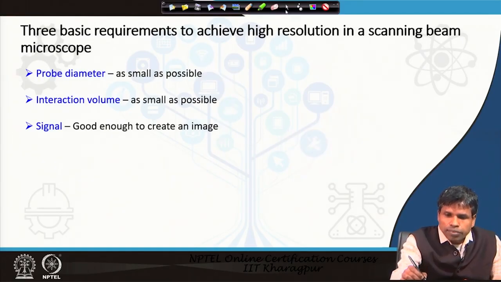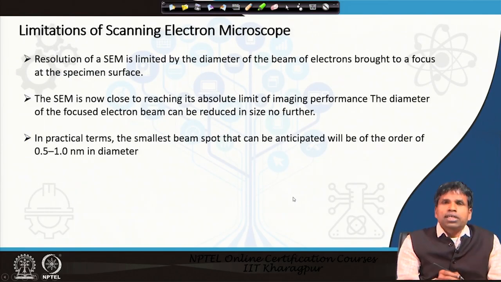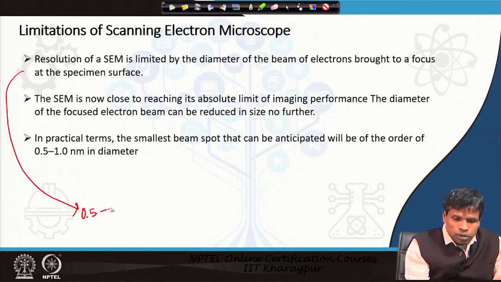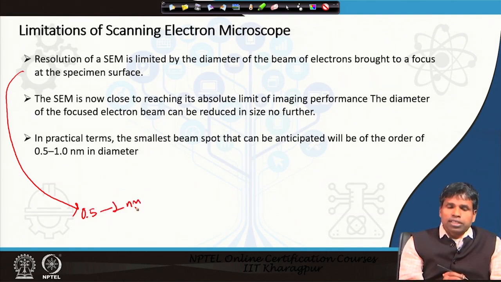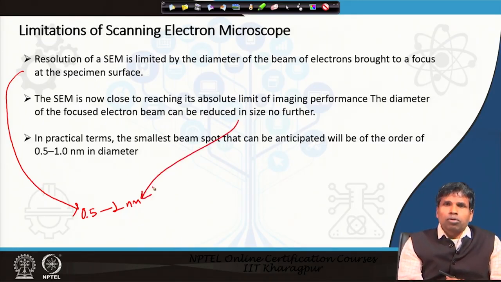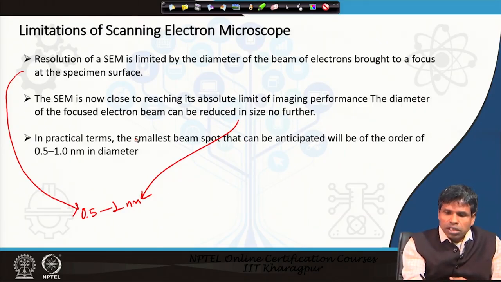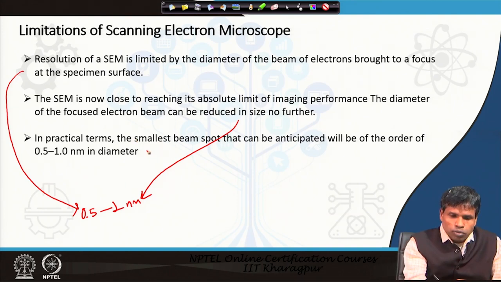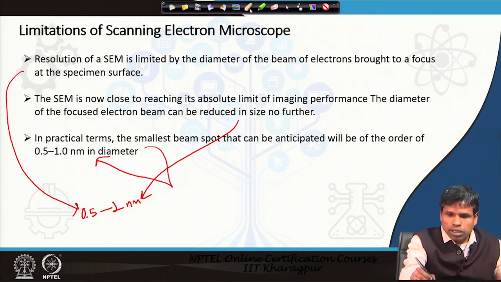In that respect, our scanning electron microscope satisfies these to a great extent, but it has certain limitations. The resolution of the scanning electron microscope is limited by the diameter of the electron beam brought to focus at the specimen. At present we can have a beam resolution of 0.5 to 1 nanometer. That means our beam size is almost in a similar range, and we have reached the absolute limit of imaging performance with the scanning electron microscope. Reducing further is not going to help, because the probe current will decrease and it cannot produce enough signal to create an image. So, SEM has come to its saturation regarding probe size and probe current, as small as 0.5 to 1 nanometer.